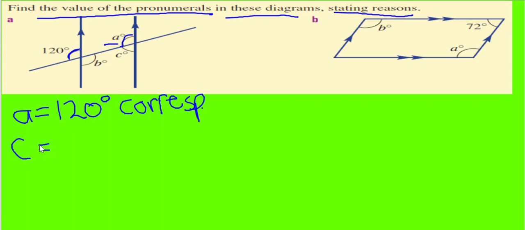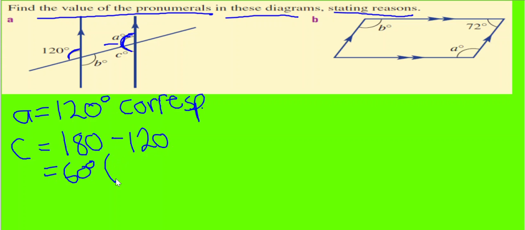Then to get angle C, I'm going to skip to angle C. Its relationship to angle A is that it's supplementary. So I'm going to do 180 degrees minus angle A, which is 120. So angle C is going to be 60 degrees, because it is supplementary.